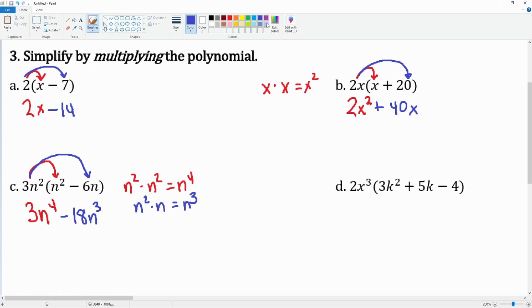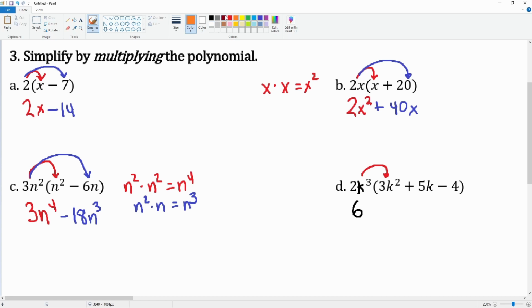All right, let's do the last one. We have 2x cubed times, oops, sorry. This needs to be a k here, right? So that should be the same letter, k, right? Okay, 2k to the 3rd times 3k to the 2nd. So this becomes 6, k third, k squared.